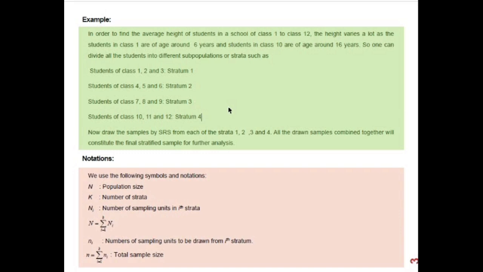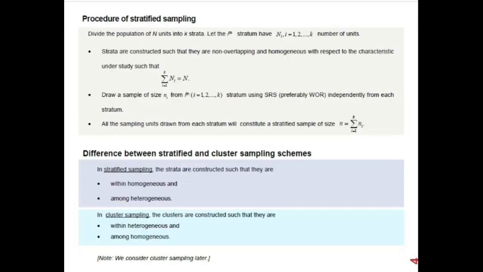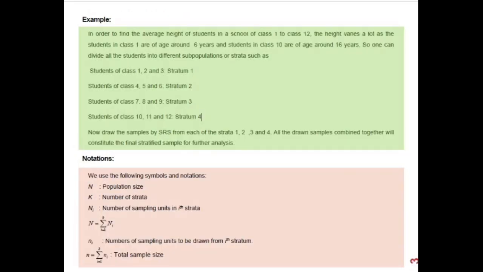All the drawn samples combined together will constitute the final stratified sample for further analysis. So here are some notations for this sampling. Capital N is the population size, K is the number of strata. Here Ni denotes the number of sampling units in the ith stratum. So capital N equals the summation of all the Ni, and ni is the number of sampling units to be drawn from the ith stratum.